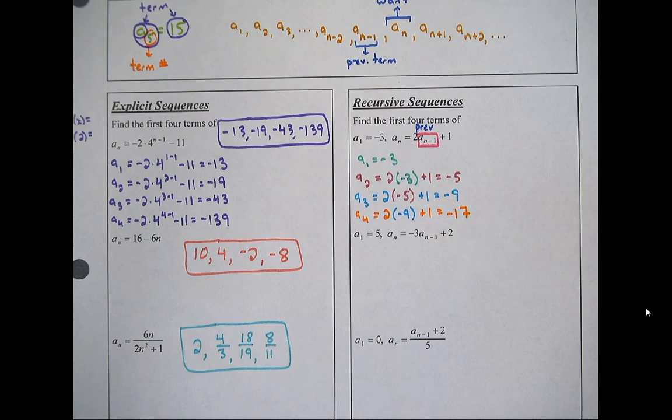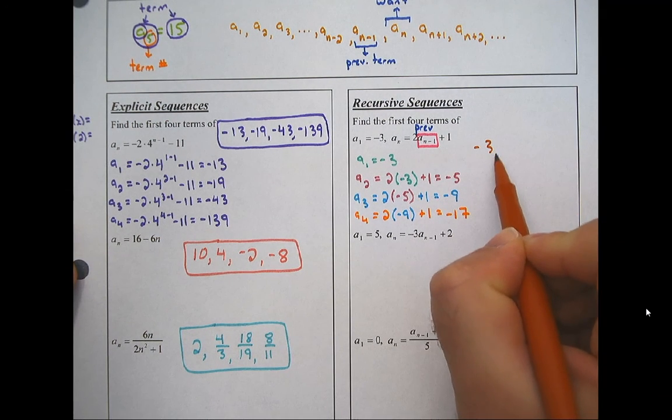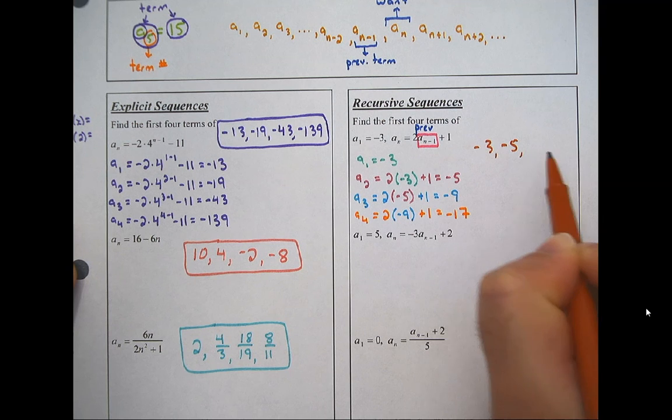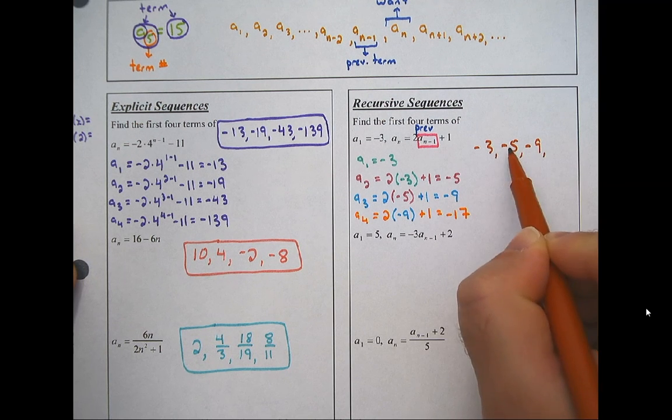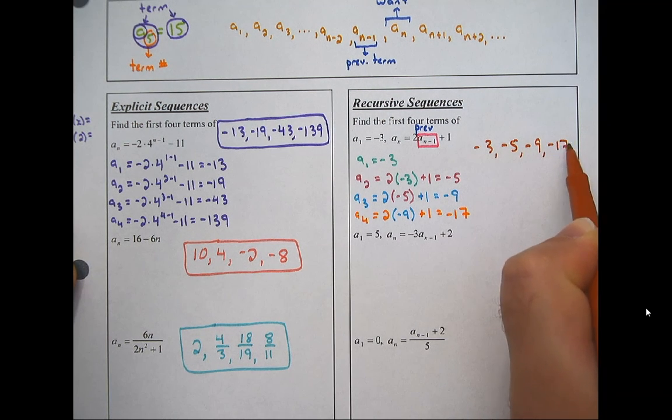So what are my terms? What are the actual terms of the sequence? I'm going to list all of those terms that we found by plugging in the previous term. So we would have something along the lines of negative 3, negative 5, not something along the lines of, exactly. Negative 3, negative 5, negative 9, negative 17.